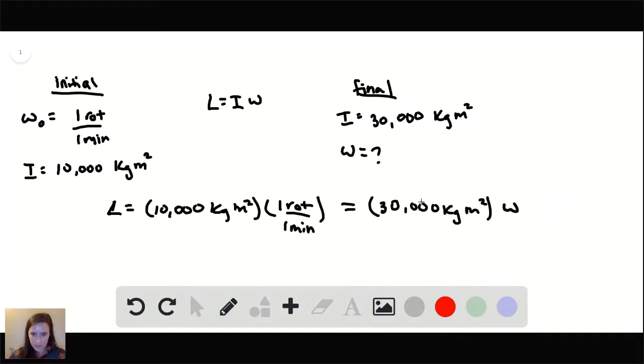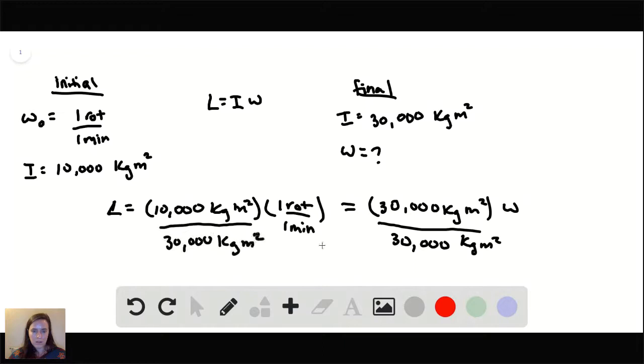Okay. So if we divide this side by 30,000 kilogram meters squared, the kilograms and the meter squareds go away, so we're left with units of rotations per minute. My zeros go away. So we get 1 rotation every 3 minutes. Wow, that was a hideous box.